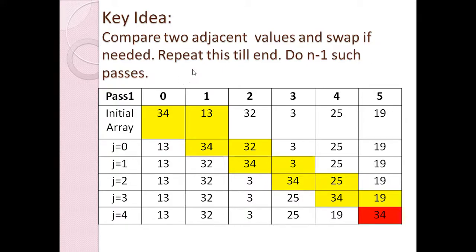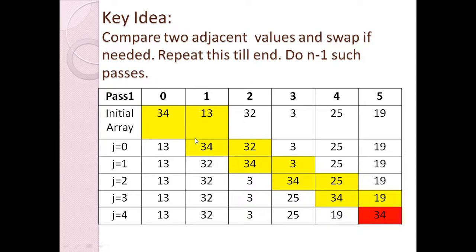This algorithm runs n minus 1 passes where n is the number of elements. How the passes are run and what we do in each pass, let us see by this example. I have an array having 6 elements stored from 0 to 5 in C programming. So this array is having 6 elements and I am running pass 1.